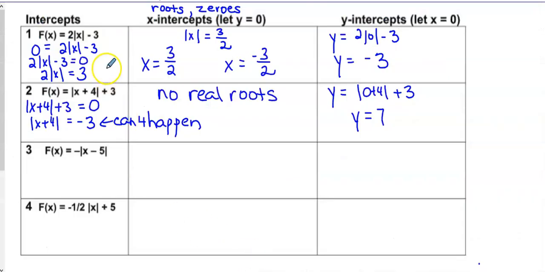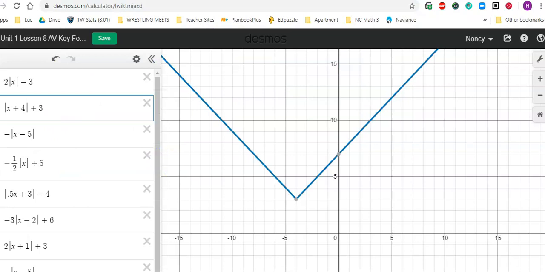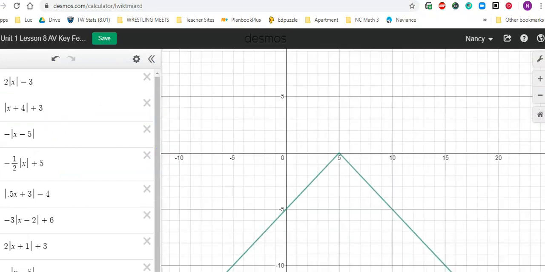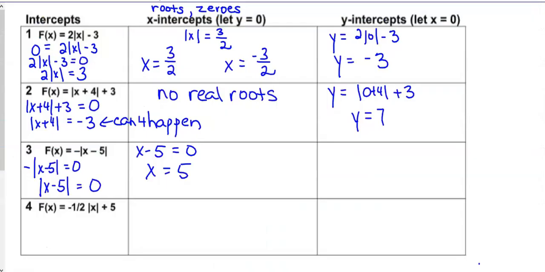Okay, we'll do one more. Negative absolute value of x minus 5 equals 0. Set this equal to 0. When we divide by negative 1, we still have absolute value of x minus 5 equals 0. So set this up. We can't set up a positive and negative because there's no positive and negative. So I get x equals 5. Let's see if there's one. Yeah, there's one x. There's one root right there at 5. So we did that right.